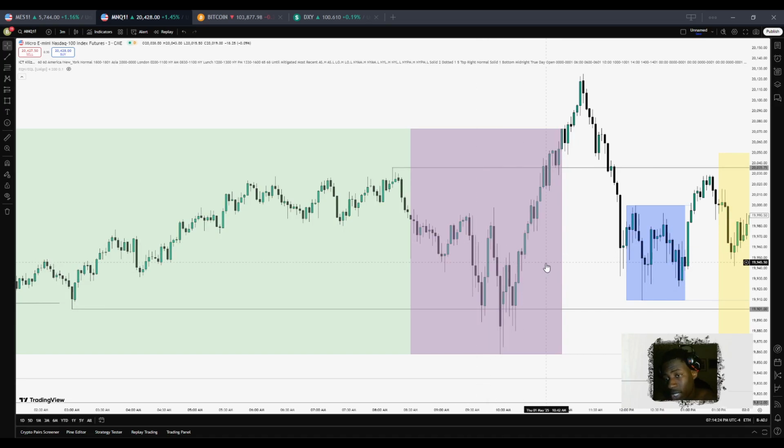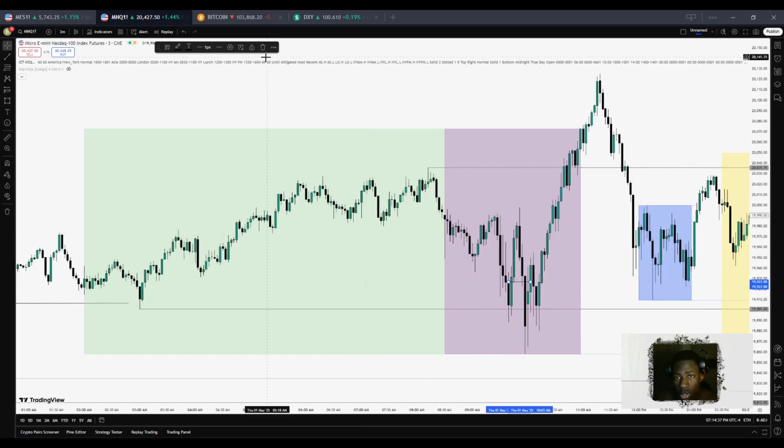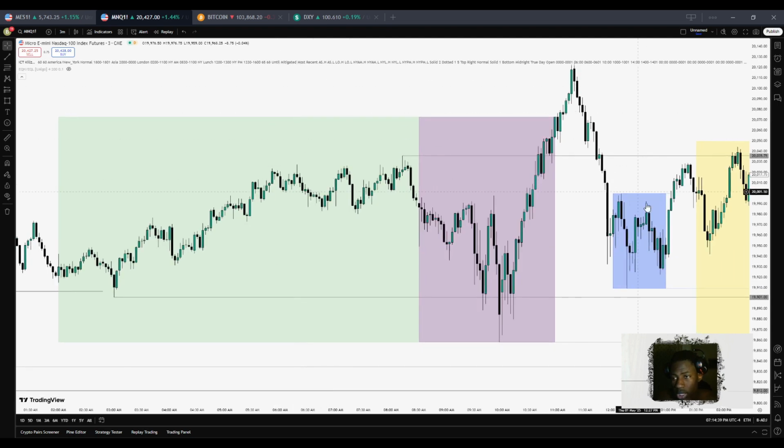That's why I say I don't use changing the state. Because if I use changing the state, like okay, let's say this is the changing the state. So you're changing the state of delivery, and then I took my entry right here, targeting London highs. I would get stopped out. So that's why I don't use all the blocks changing the state, because it's just too complex.